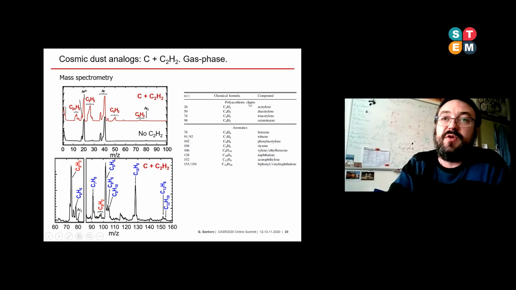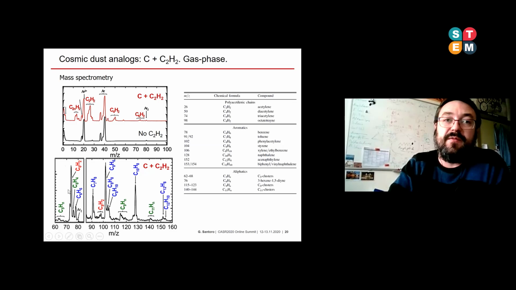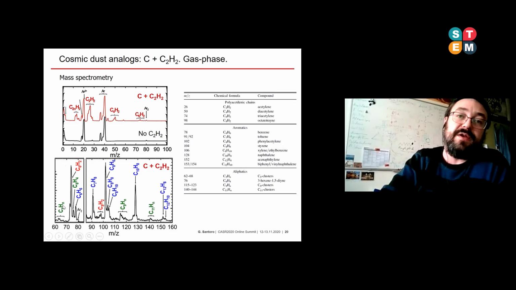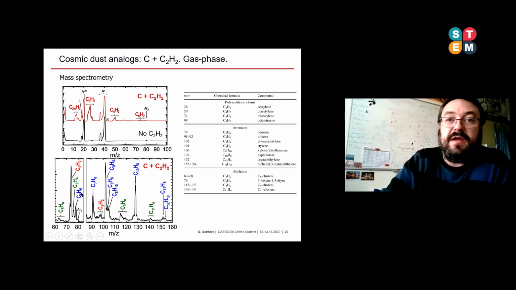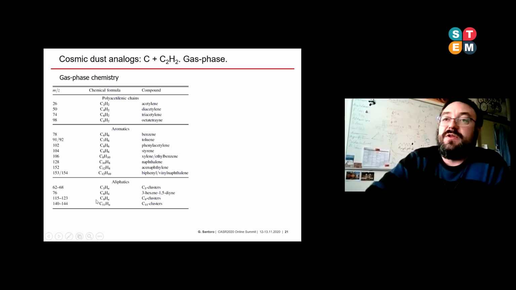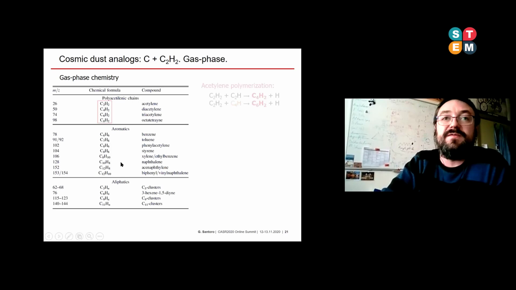This is known for the polymerization of acetylene, but in this case, we did see a lot of aromatic molecules that are labeled here in blue, but not only aromatics, but also aliphatics that are labeled in green. Okay, we have tried to rationalize all the chemical equations, all the chemical reactions involved.